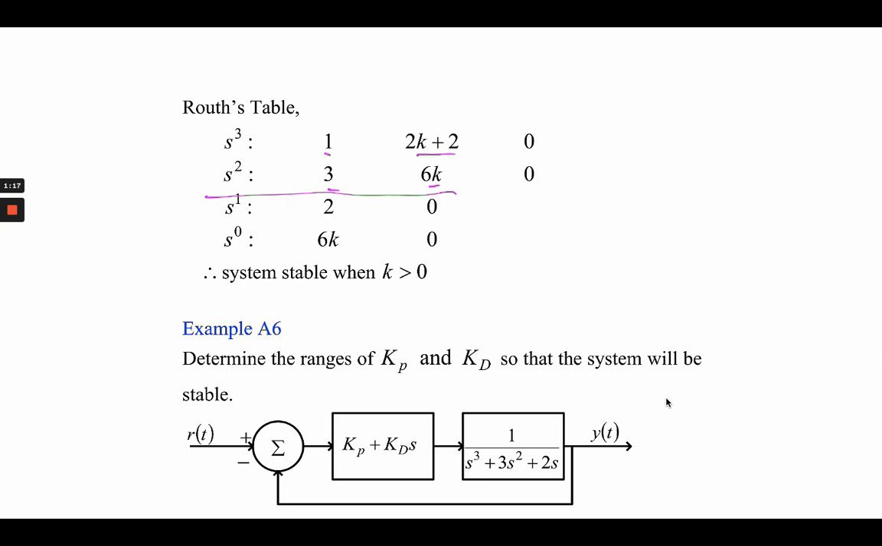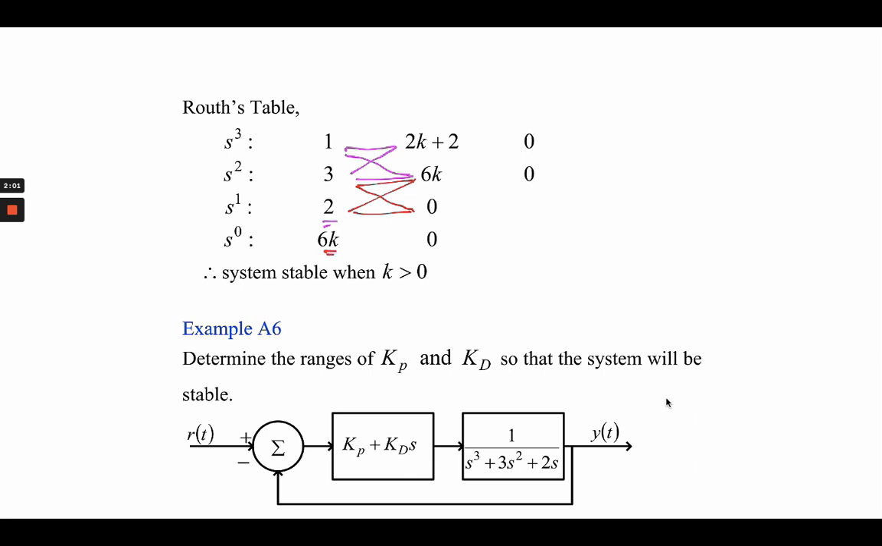And then we can calculate the value for the next row, where we have 3 multiplied by (2k + 2), and then we minus 1 multiplied by 6k, and then we divide by 3. So what we have is the value of s^1 over here equals 2. And then we proceed to the next row, where we have 2 multiplied by 6k, and then we minus 3 multiplied by 0, and then we divide by 2. What we get is 6k.